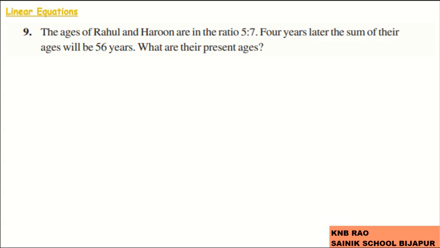Question number 9 is: the ages of Rahul and Harun are in the ratio 5:7. 4 years later, the sum of their ages will be 56 years. What are their present ages?